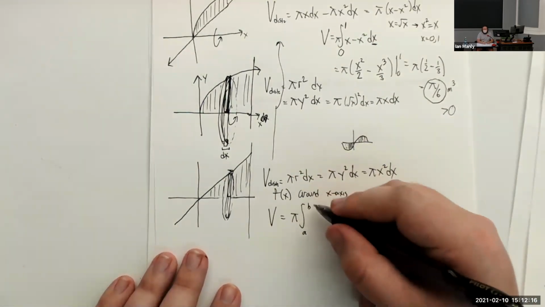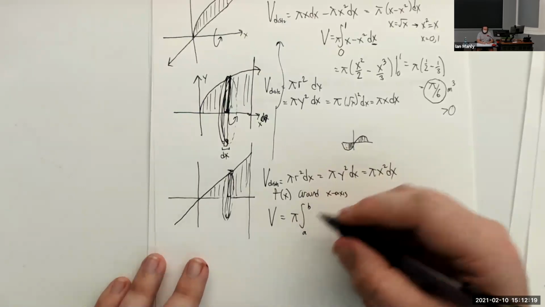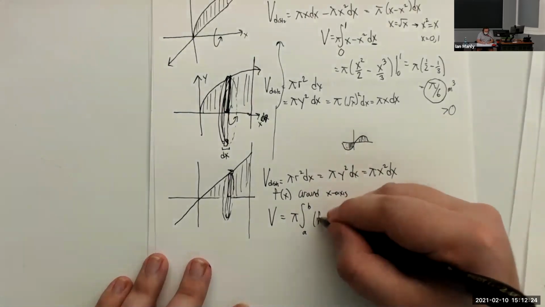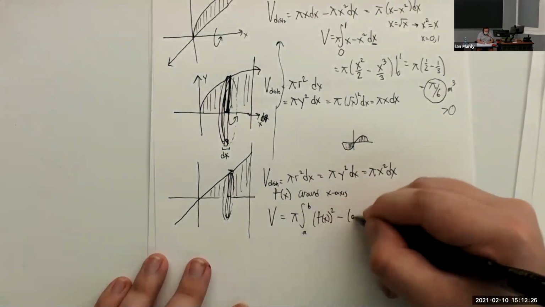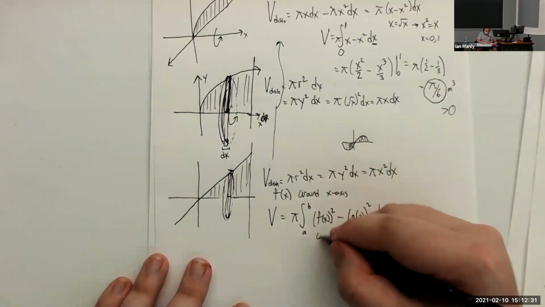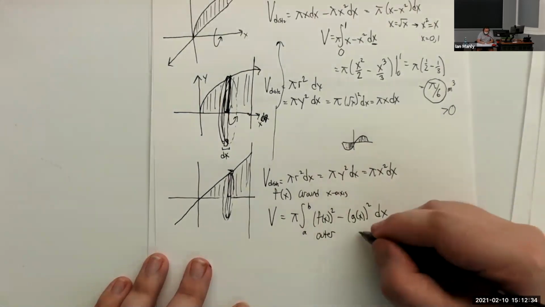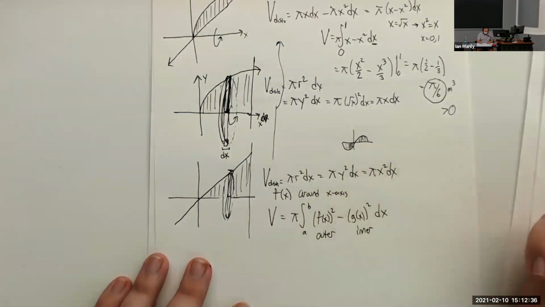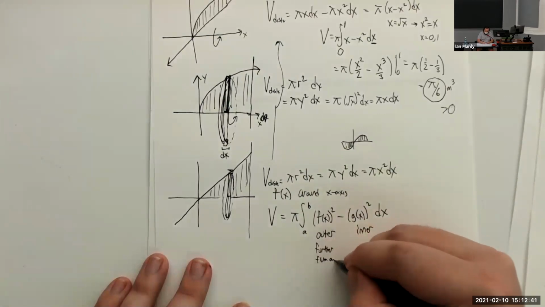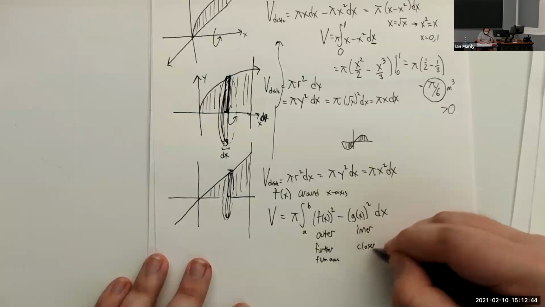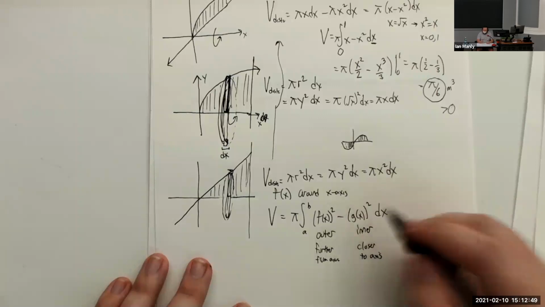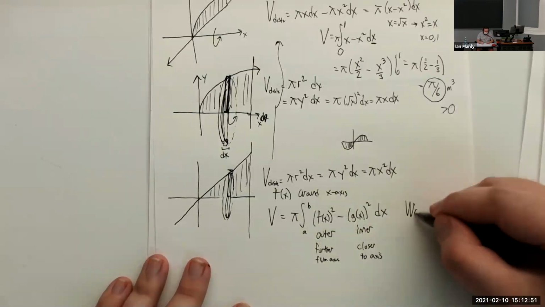And remember, we get this a and b usually from setting the two curves equal to each other, or maybe setting them equal to 0 if they touch the axis. We're going to have the bigger one squared minus the smaller one squared dx. And one way to imagine this is we can imagine f of x is our outer function, and this is our inner function. Or this is further from the axis or closer to the axis here. So this is going to be the general formula, and this is going to be called the Washer method.